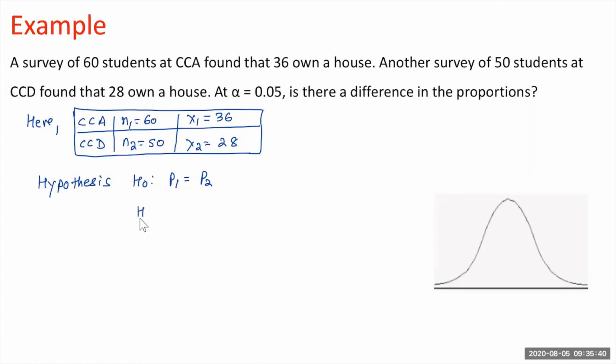But the alternate hypothesis is that we are checking if there is a significant difference. So it is P1 is not equal to P2. And we want to check this. So suppose this is my claim. And because we have the not equal sign here, this is the two-tailed test.